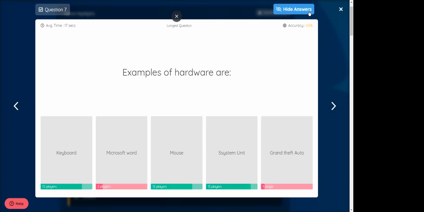So students, from today onwards, you will get some checkbox questions also. Checkbox question means you can give more than one answer for a question, like the question today. So you can give keyboard, mouse, system unit. You can give the three answers also.